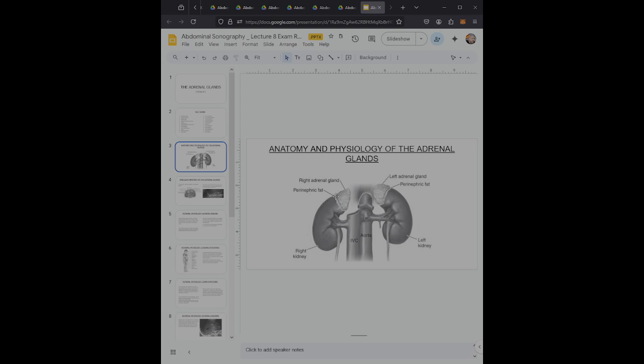And so here you can see what separates the kidneys from the adrenal glands is the perinephric fat, and the adrenal glands sit atop the left and right kidneys.